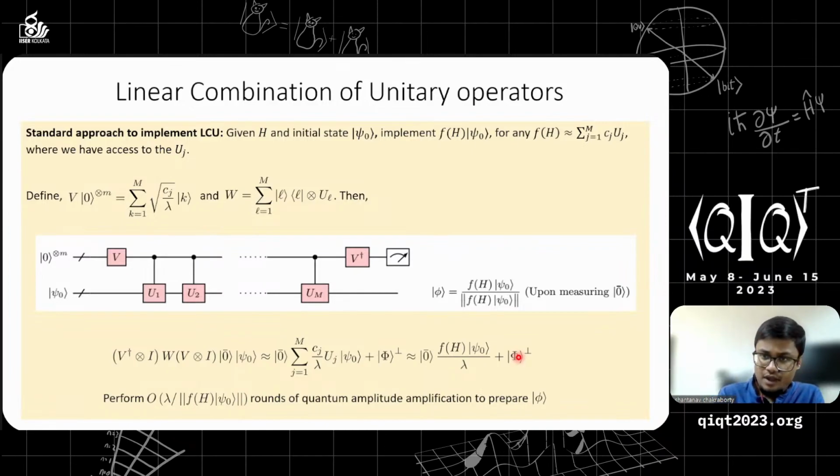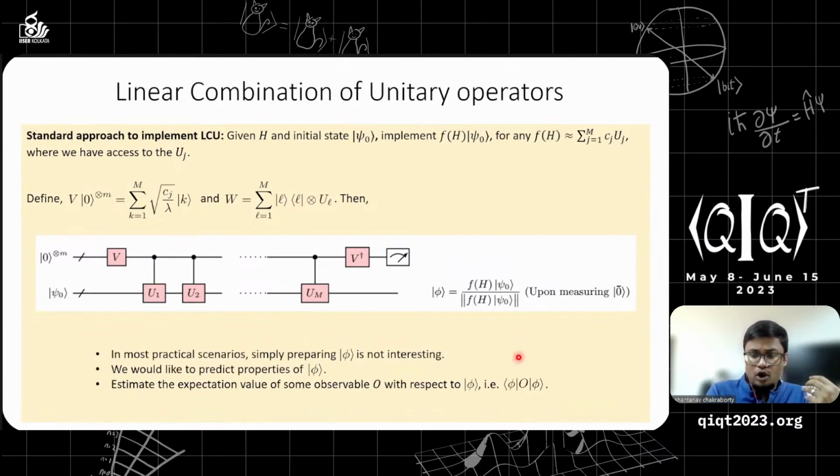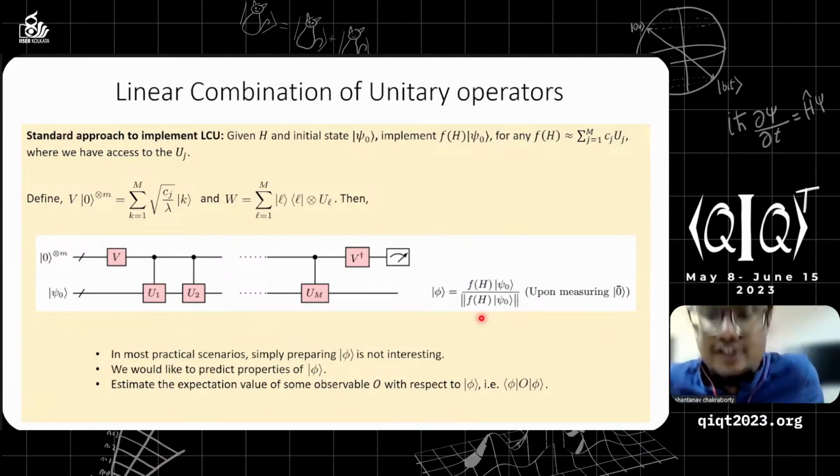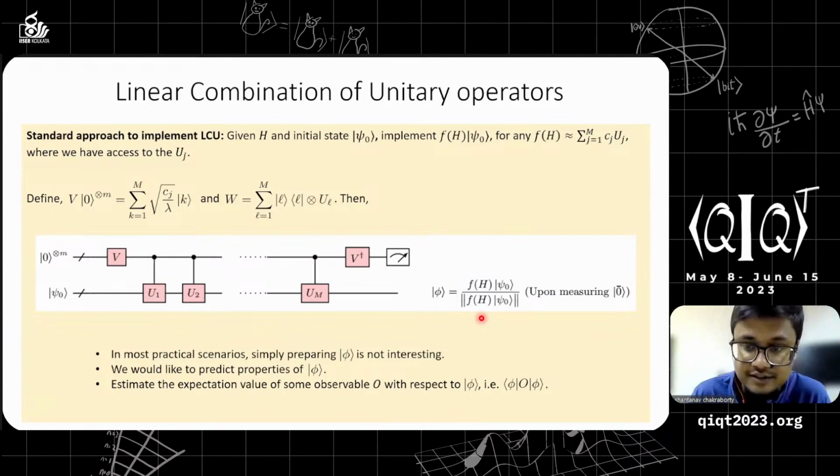All right. But also, just preparing phi, this LCU state, is not interesting, because in most practical scenarios, we would like to predict properties of the state phi. So for example, if you think about quantum linear systems, you prepare a quantum state which is H inverse psi_0 divided by the norm. But this is a quantum state whose entries are amplitudes, right? So their amplitudes correspond to the solution of the quantum linear system. So you don't have access to the classical vector like you do in classical linear systems.